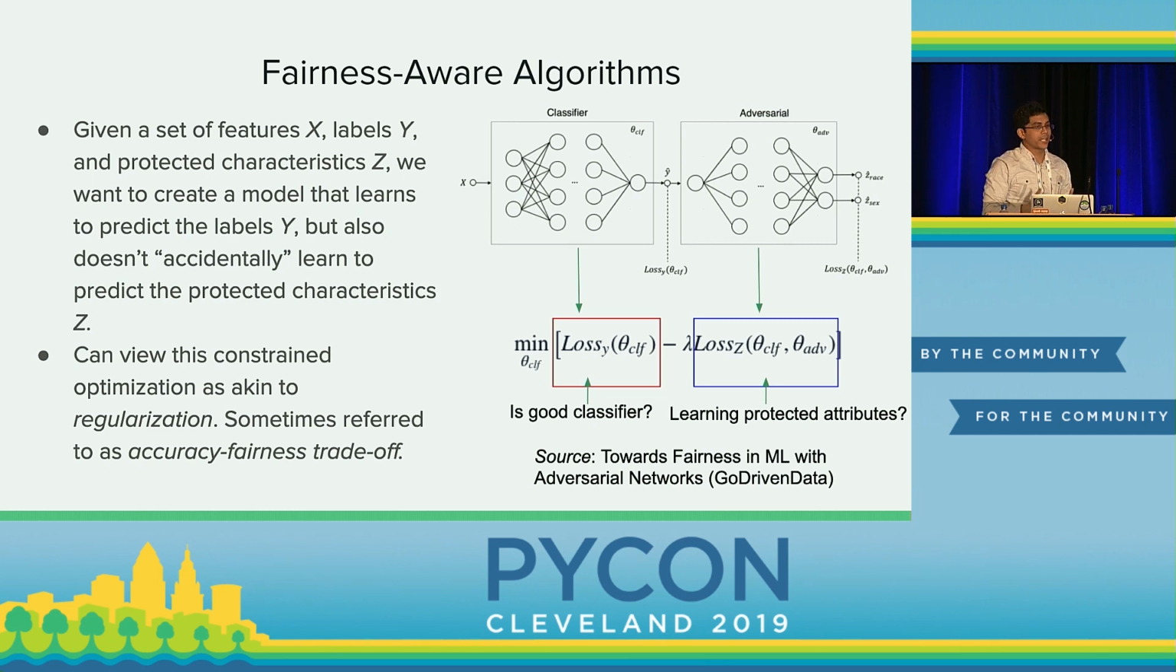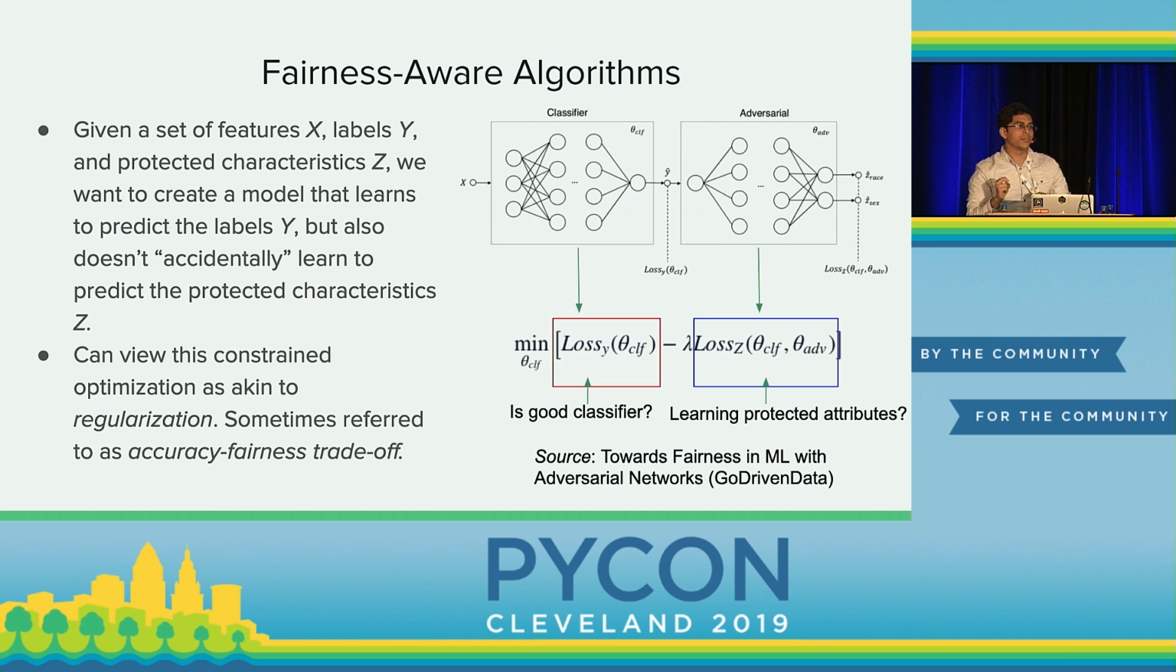Now with fairness-aware algorithms, you have X, you have Y, and you have your protected attributes: race, gender, religion, place of origin, as a protected class Z. And what you want to do is learn features that predict your label. So you want to learn who to give a loan to, but you don't want to accidentally learn race or gender. One really cool algorithm that does this is fairness-aware GANs. I think this is a really clever idea.